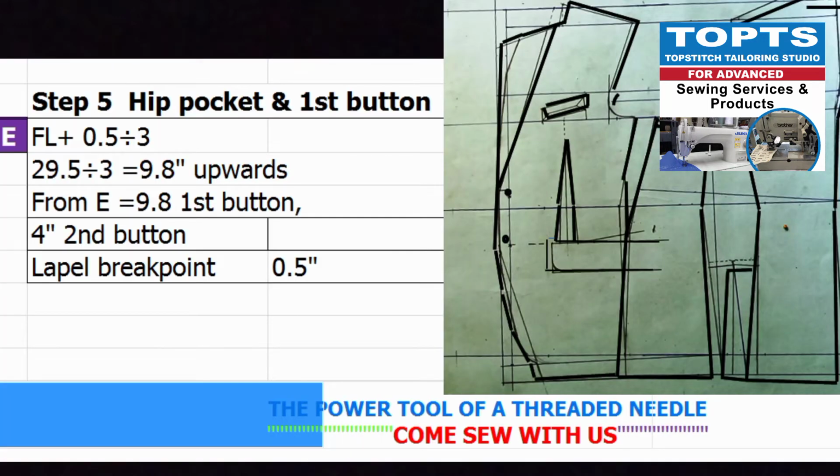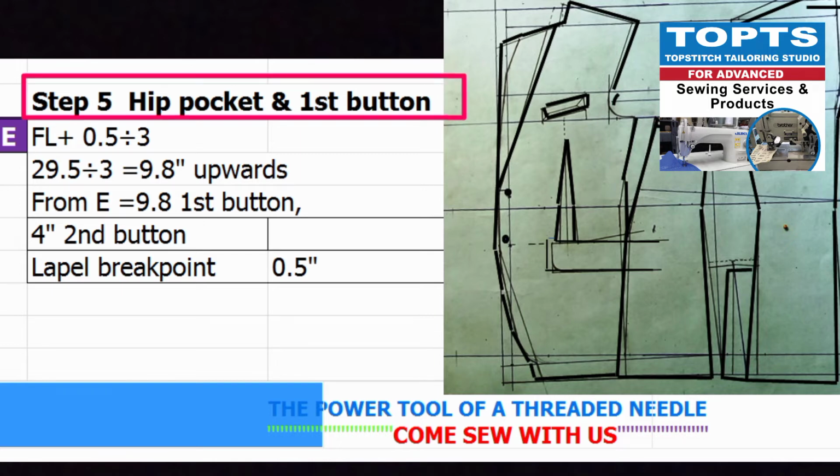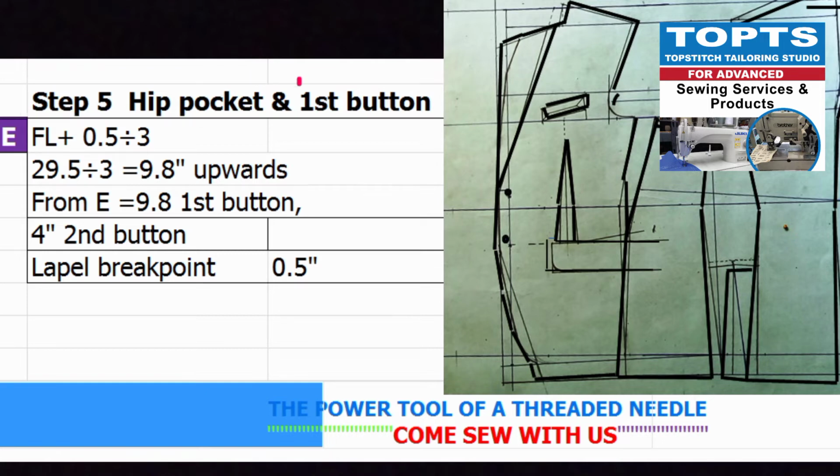Step number 5, we're going to look at the hip pocket and the first button placement. Some of you might be asking yourselves, how do you locate the first button? So here is a simplified table of how you can locate the first button, the second button, and the rest of the buttons. But for this tutorial, I'm making a video of a 2-button leather coat, of which you come to line E.